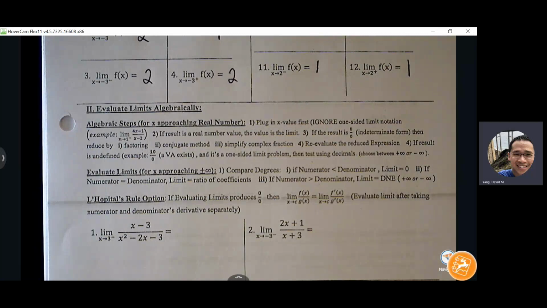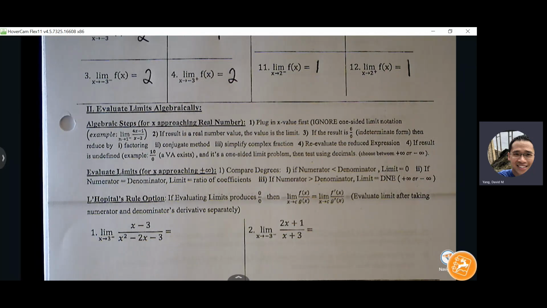algebraically, the limit process can be a little messier. So let me just remind us of the steps that we take algebraically, because I think visually it's easier, right? You just look at the graph and you can tell what the limit is. Algebraically, it's a little bit more difficult because you don't have the graph in front of you.